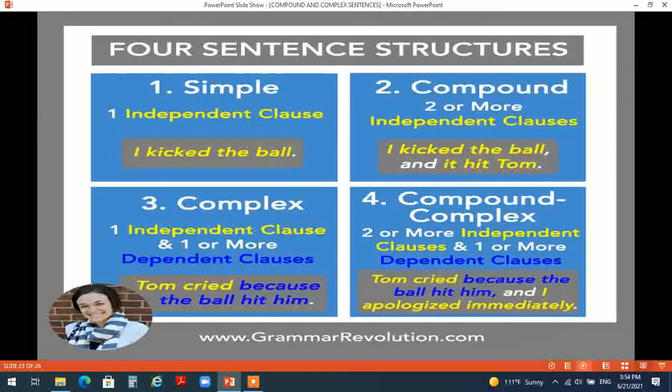For example, Tom cried because the ball hit him and I apologized immediately. Tom cried, this will be the independent clause. Because the ball hit him, this is the dependent clause because it starts with a subordinator.